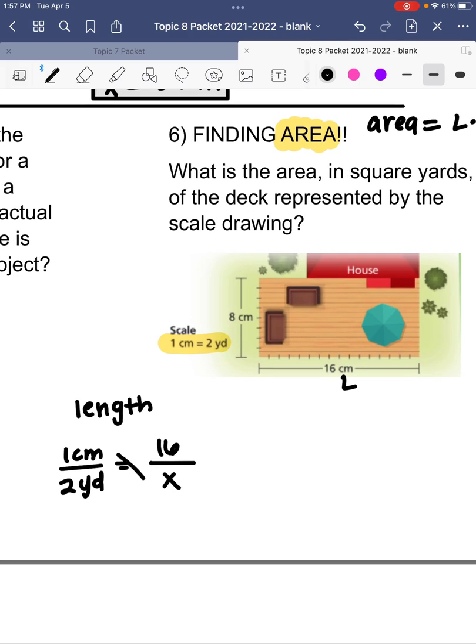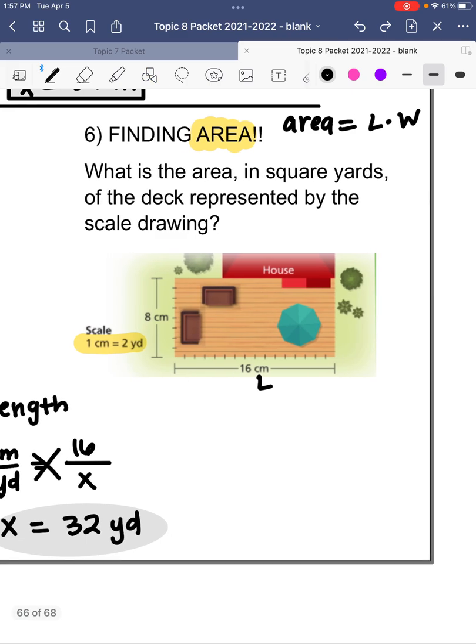So 1 times x is simply 1x, but I can just write that as x. And 2 times 16 is 32. So x equals 32. 32 what? 32 yards. Now that's not my answer, right? That's just the length. So I'm just going to highlight it in gray for us, because now we have to find the width.